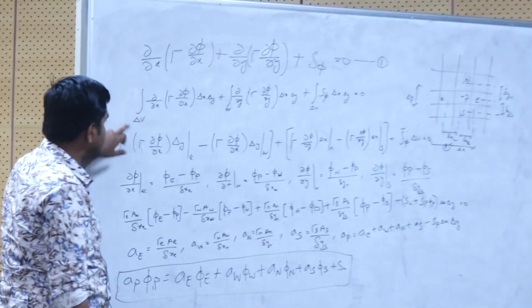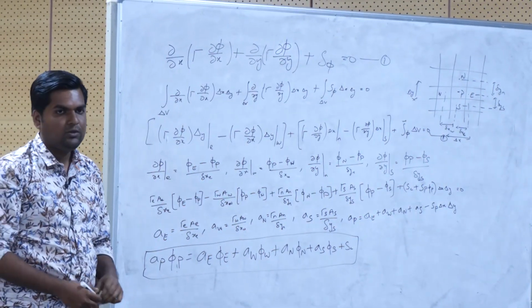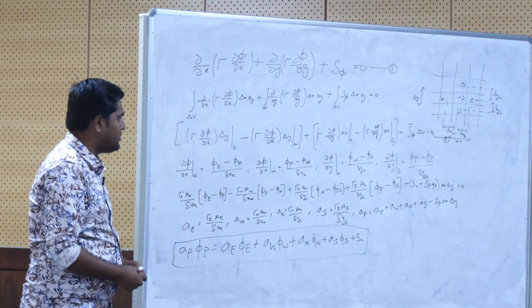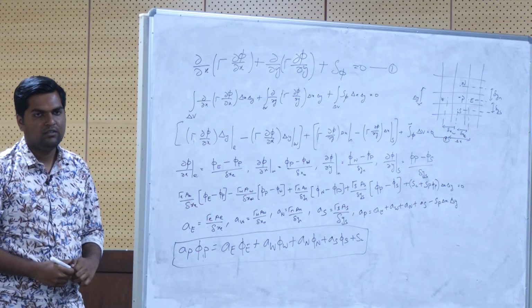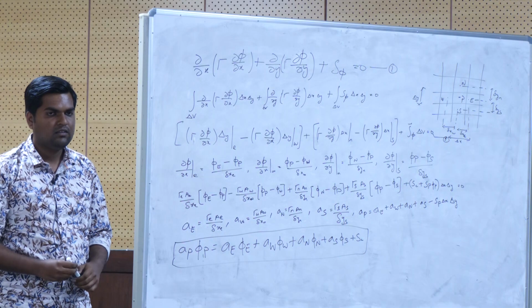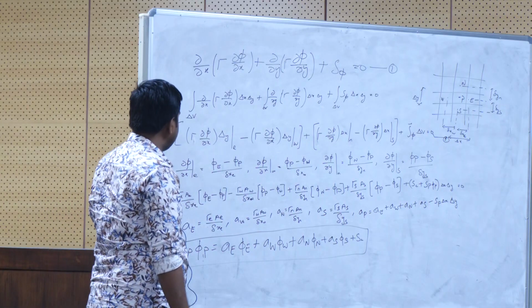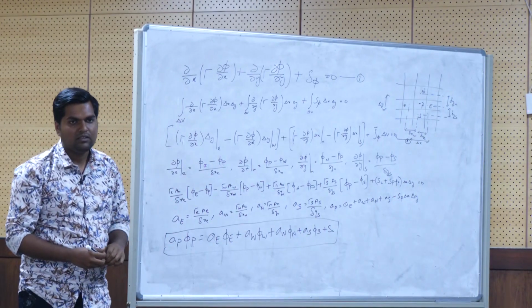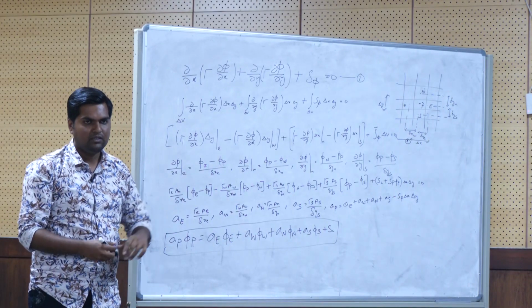Ma'am, here we use the Gauss divergence theorem to convert the volume integral to a surface integral, and then we integrate the normal flux over the surface.